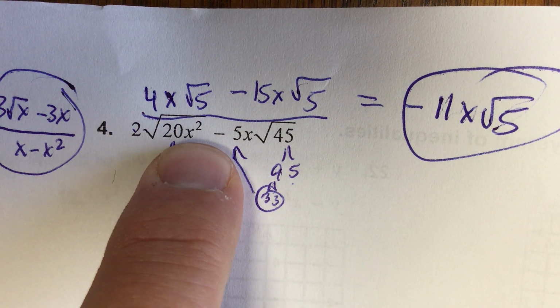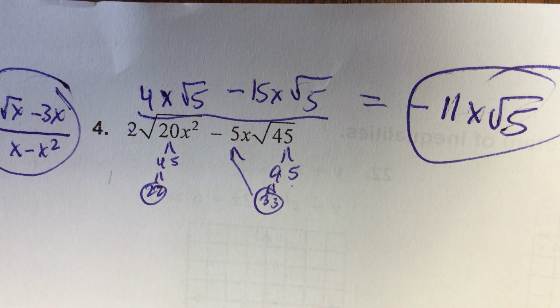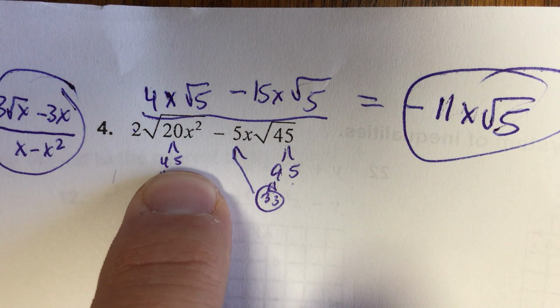The x squared came out as a pair. That's why it's an x on the outside. This 5 has to stay under the root.